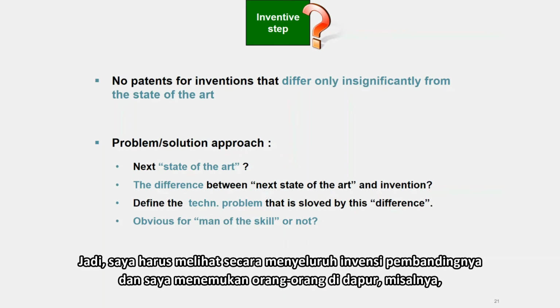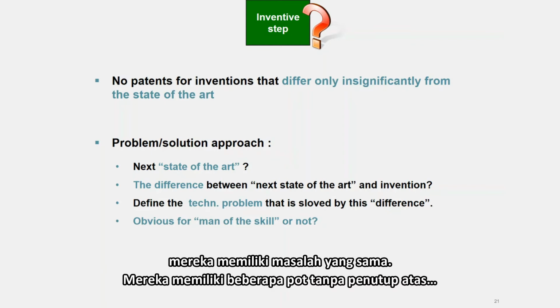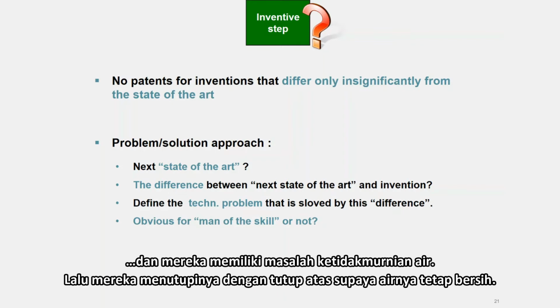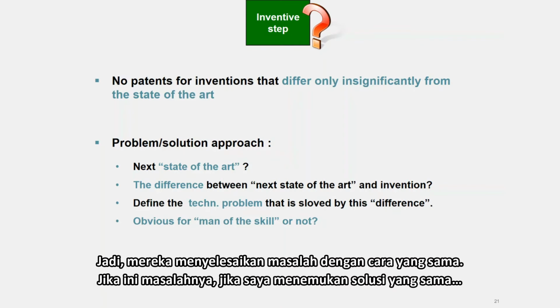So I have to look through the whole state of the art and I find out people in the kitchen, for example, had the same problem. They had some pots without any top cover, and they had a problem of impurity of water. So they put a top cover on it so that the water remains pure. They solved the problem in the same manner.